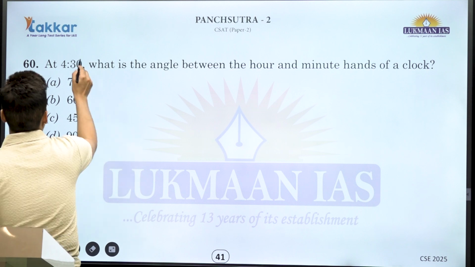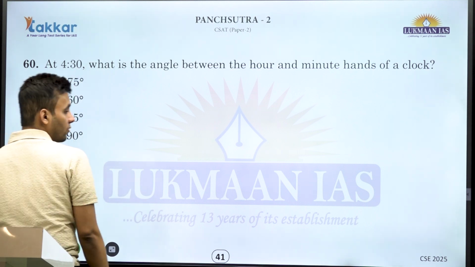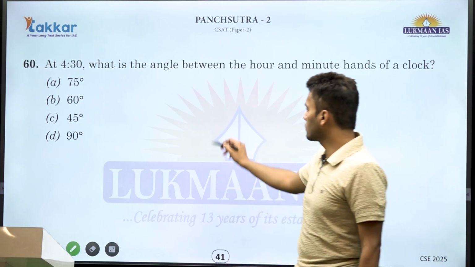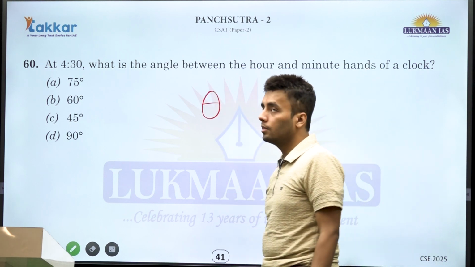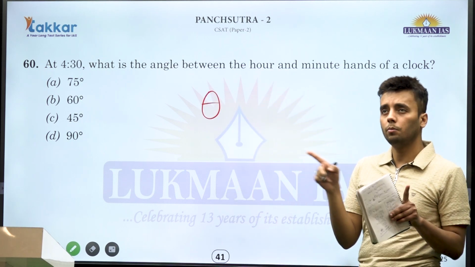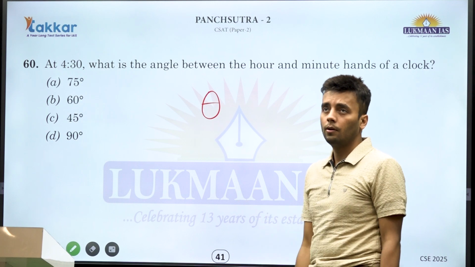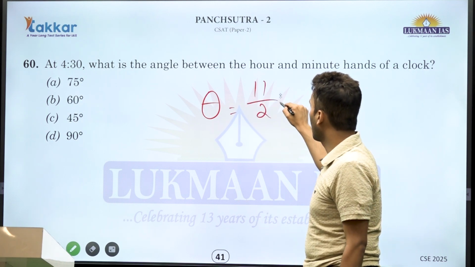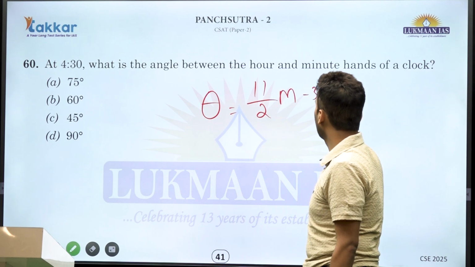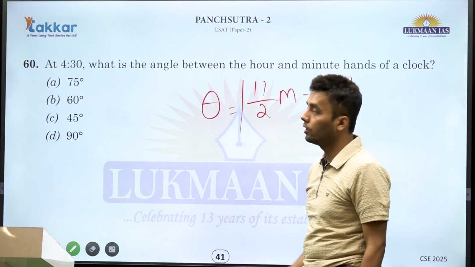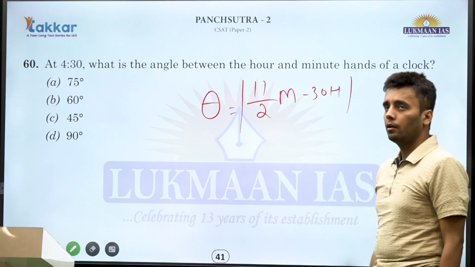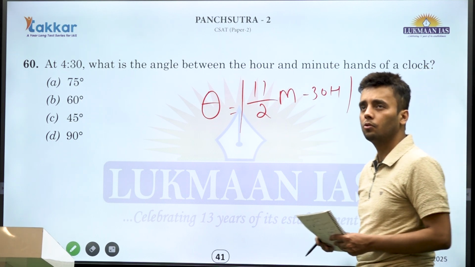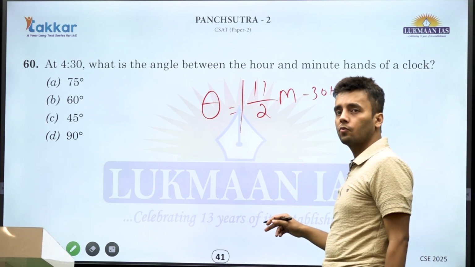Okay, now this is a question. Hands of a clock, what is the angle between hour and minute hand? So we just know that to find the angle theta between the hour hand and minute hand of a clock, we just substitute this: theta is the absolute value of 11 by 2 m minus 30 h. This question also came in 2024. We could have easily solved this with this formula.